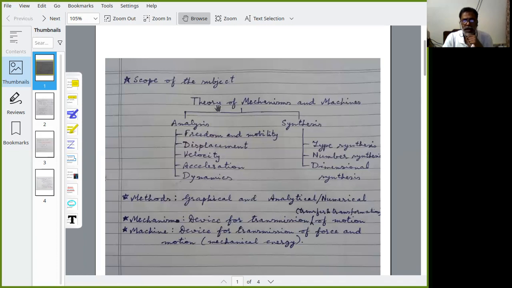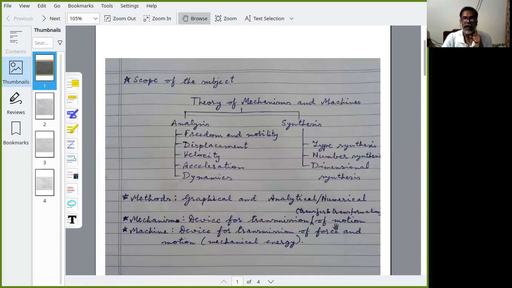Now, we are saying all the time that the subject is theory of mechanisms and machines. Now, what is a mechanism and what is a machine? The formal definitions talk of a mechanism as a device for transmission of motion. Now, transmission involves both transfer and transformation. Transfer from one point to another, and transformation from one kind of motion to another kind of motion.